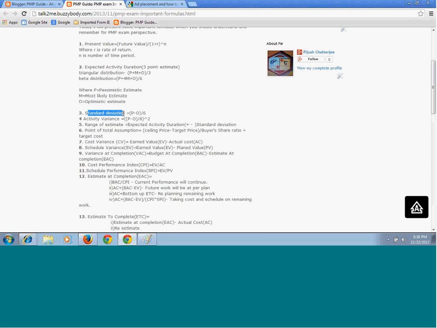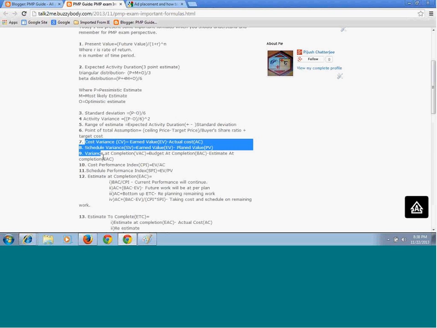Now the standard deviation is your pessimistic estimate minus your optimistic estimate, divided by 6, and activity variance is P minus O divided by 6, whole squared. The range of estimate is plus or minus the standard deviation from your expected activity duration. Then the point of total assumption. This is the point beyond which the seller needs to cover all the cost. The formula for it is the selling price, defined as the target price plus the selling price minus the target price divided by the buyer share ratio, plus your target cost.